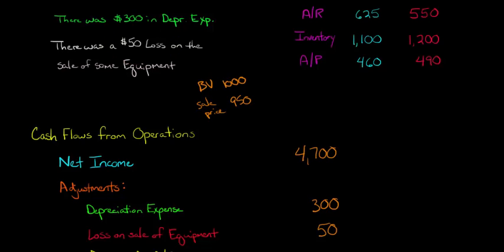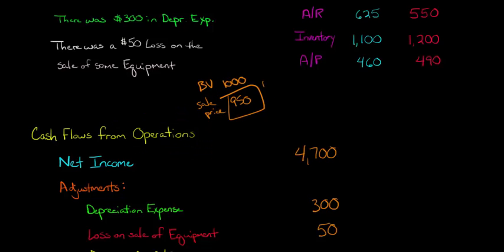And so the way this works is that the $50 loss is going to be added back to cash flow from operations because of the following. We're going to say this $950 that we receive, that's the actual cash we received. And we're going to put that under cash flows from investing, which I'm going to have another video on. But it's not going to go under operations. Remember, investing is different. That's where we're going to account for the $950.